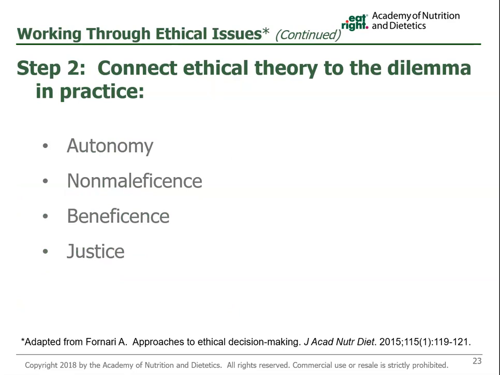Step 2 of working through an ethical issue involves connecting ethical theory to the dilemma in practice. Autonomy, non-maleficence, beneficence, and justice are the 4 foundational ethical components we discussed earlier. Remember, autonomy deals with the ability to make an informed decision without coercion. Non-maleficence refers to the intent not to inflict harm. Beneficence includes balancing benefit and risk to benefit others, and social justice supports fair and equitable treatment of others. Reviewing these components can help identify how they may apply to an ethical issue.